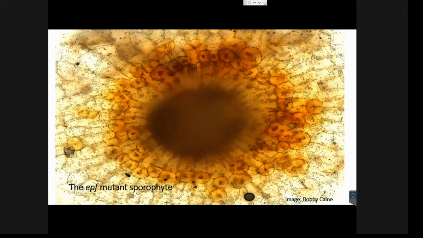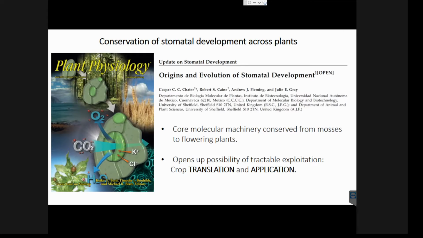So it happens in moss, and it happens in our crop plants. It's a very conserved system. And because of this high conservation of stomatal development pathways, we can then go on to opening up possibilities of being able to exploit these processes to try to improve our crop plants. And this is where my work's recently gone towards, in trying to translate these processes into rice, such as the work Akshay was talking about with Julie Gray, and now into legume crops.